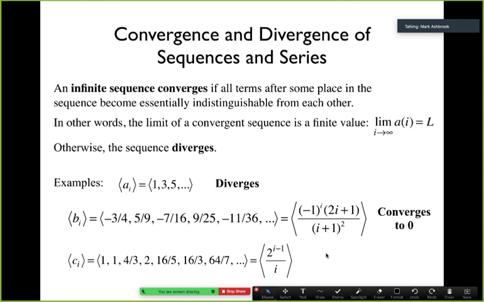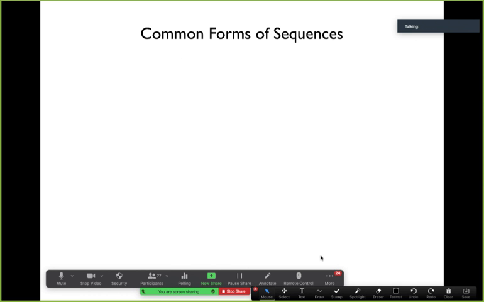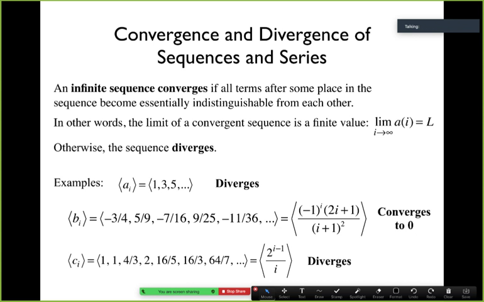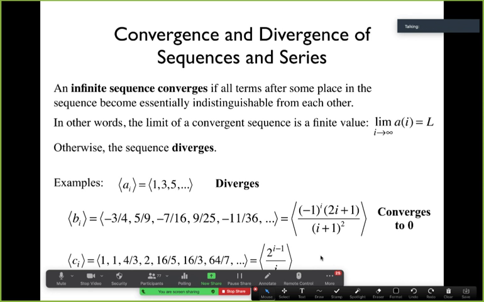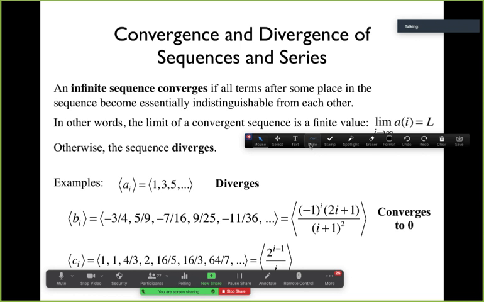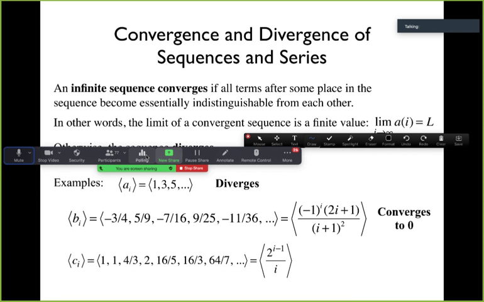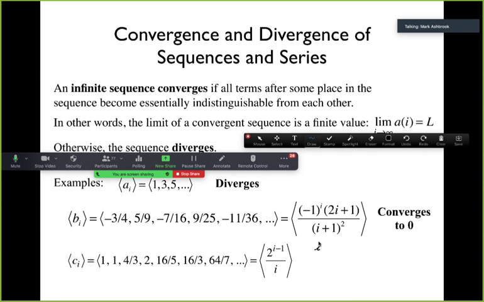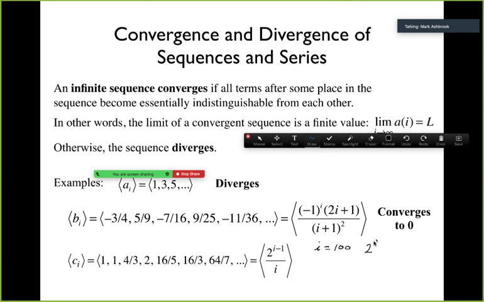Some of these, it's just kind of a reasoning thing. So let's think about when i gets to be 100. We could try, say, when i is 100, we'll have 2 to the 99 over 100. And if i is 1,000, we'll have 2 to the 999 over 1,000.